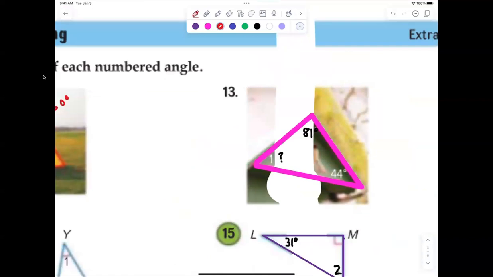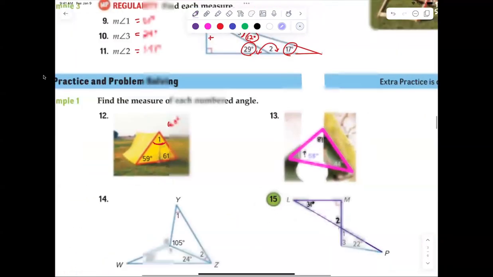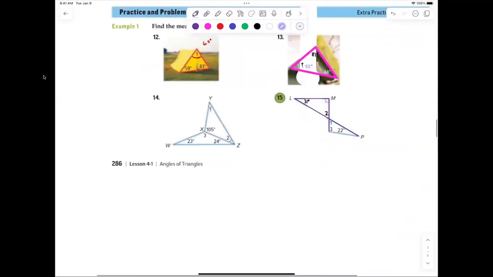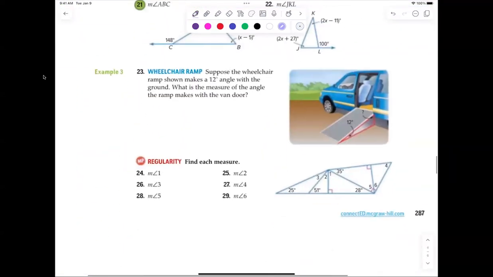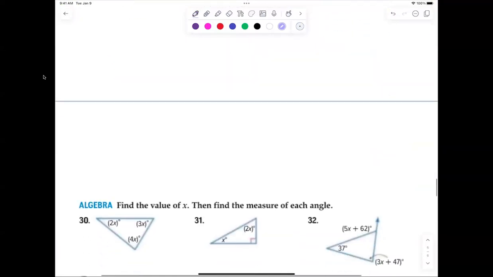55. Anybody else get 55? Is that 55? It's 55. I thought it was 45. Oh, you're wrong. You're off by 10. No, y'all are off by 10.